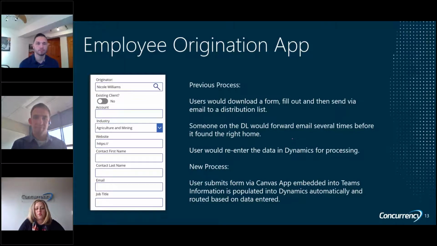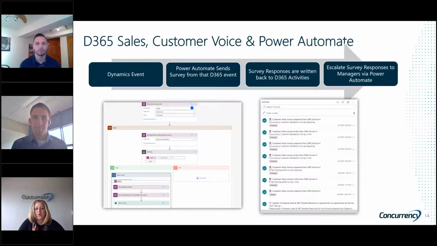The downfall of this process is that not only was it manual, but there was no good routing process to it. So people on the distribution list would forward around until it kind of found the right home. With the new process, the Origination app, the user submits it and it's feeding into Dynamics and picking up the Dynamics lead routing rules to assign it to the appropriate salesperson.